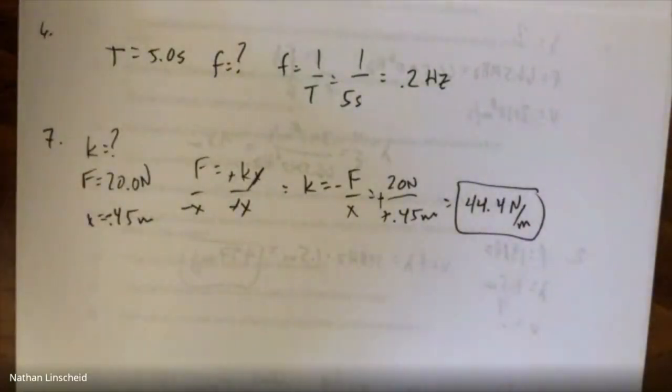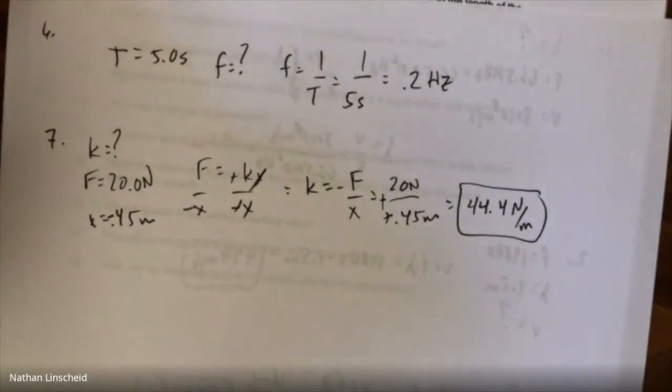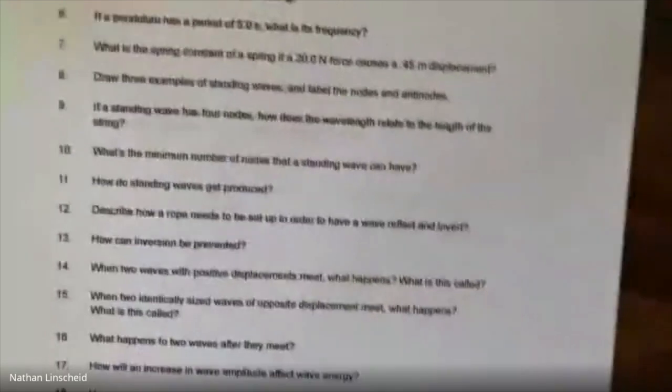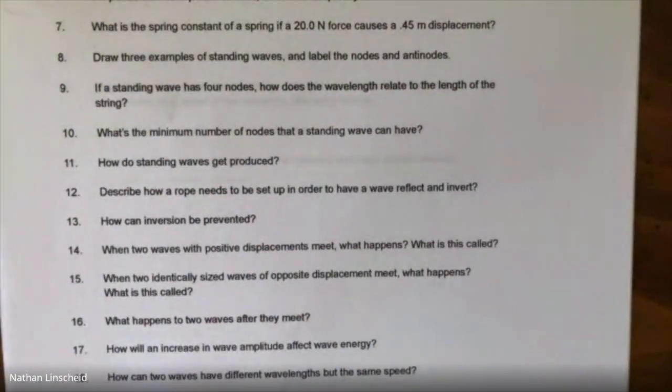All right, well, let's see. That's it for the actual problems on the study guide. So let's take a look at some of the conceptual questions. Number 8, draw 3 examples of standing waves and label the nodes and antinodes. So remember, standing waves are the waves that appear as if they're not traveling from side to side. You can see up and down, but nothing's moving from one direction to the other. So here are 3 examples.